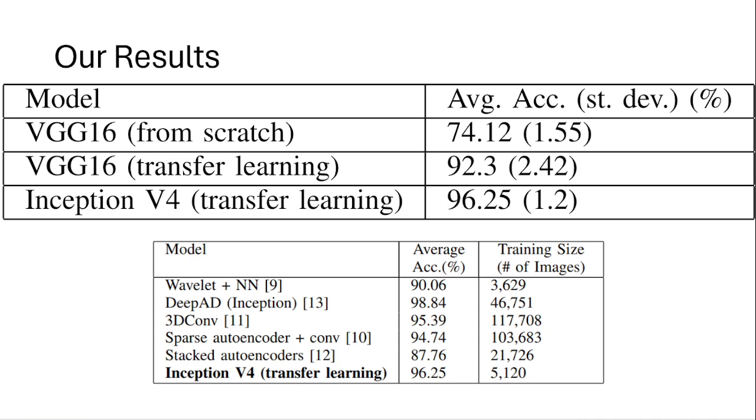Now, we also compared our results to some of the results from papers. For example, WaveNet and Neural Network got 90% accuracy with 3,000 training sets. And we can see here that InceptionV4 did very, very well at 96% average, just below the Deep AD Inception at 98% average. But we can see our result is much better. With Deep AD, they had to require 46,000 sample images, whereas here we only use 5,000.